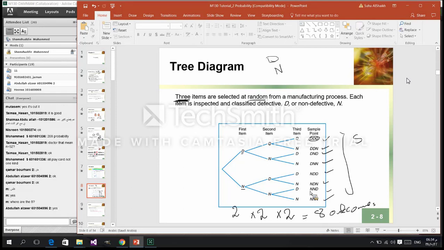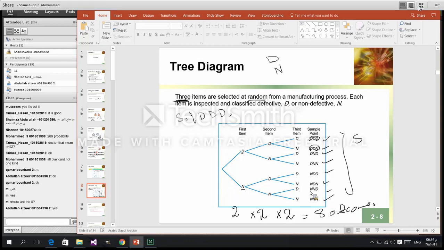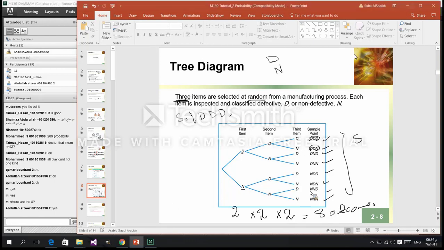Defective, defective, non-defective. We can write them here. So let's go back. My sample: defective, defective, and non-defective. So for example, we have defective, non-defective, and defective again.